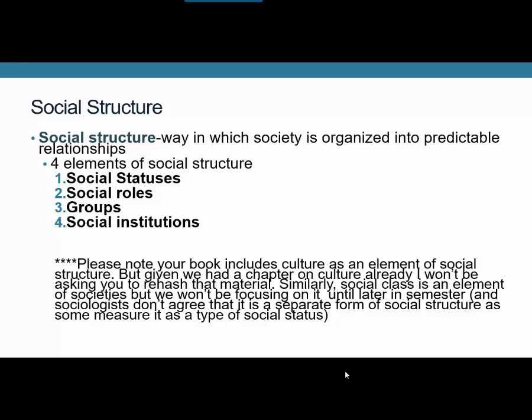If social structure is the way in which society is organized into predictable relationships, we are specifically going to be talking about four elements of that: social statuses, social roles, groups, and social institutions.